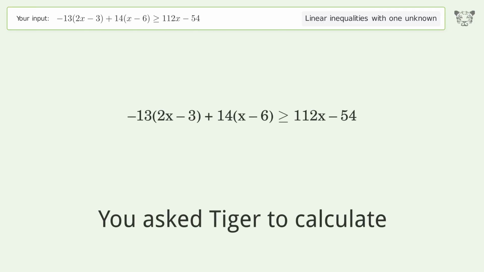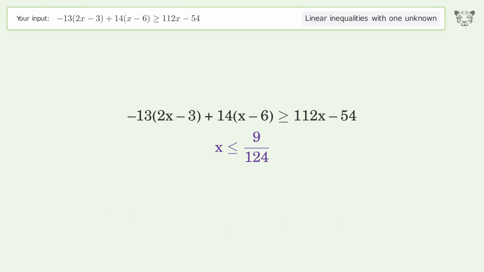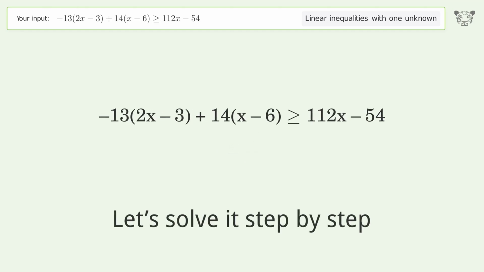You ask Tiger to calculate. This deals with linear inequalities with one unknown. The final result is x equal or smaller than 9 over 124. Let's solve it step by step.